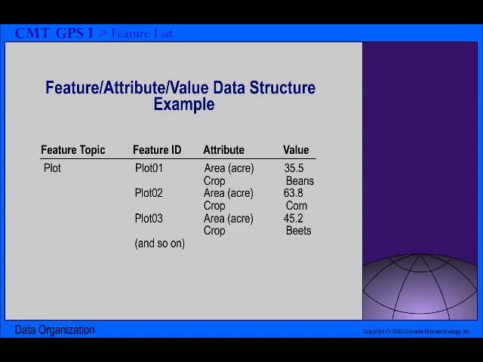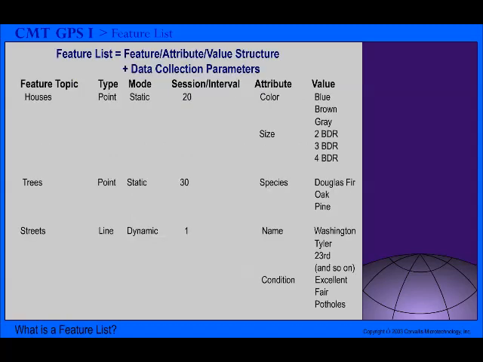Now, think of a data collection project that you might take on. What featured topics would you like to collect data for? For each of the featured topics, what attributes would you like to record? What are the possible values for those attributes? Try making a chart like the one you see on this page. This will provide a clear idea of your data organization to anyone who sees your chart.